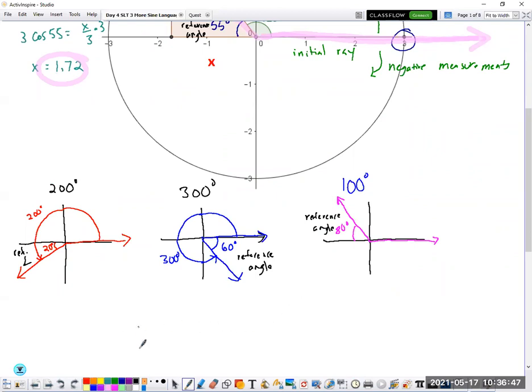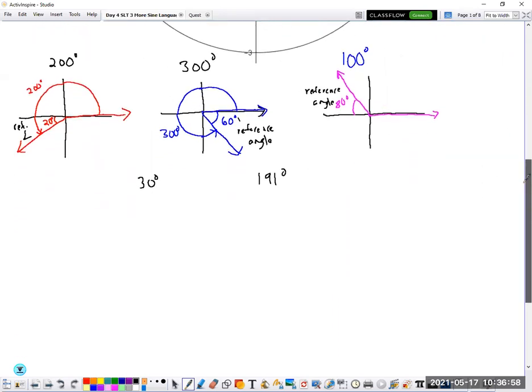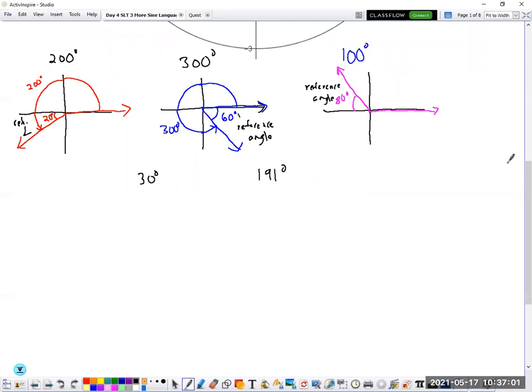All right, I got 2 suggestions. We're going to do both of them. We're going to do 30 degrees and we're going to do 191. I want everyone to sketch these 2 angles in standard position and find the reference angle. I like to make my initial ray red because it's very bright.